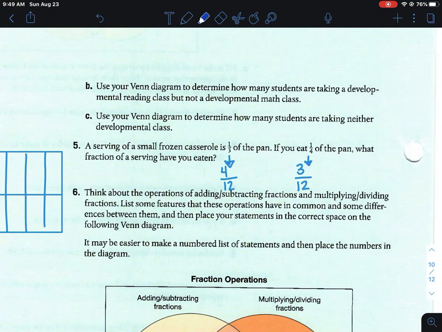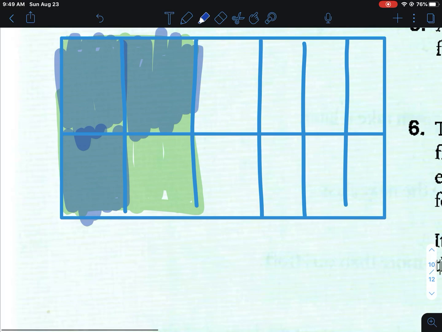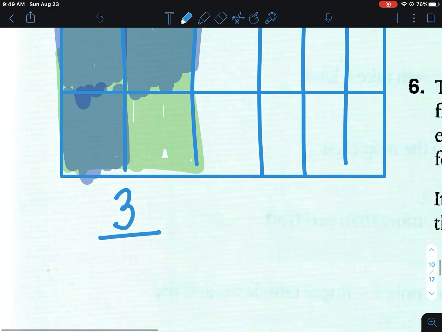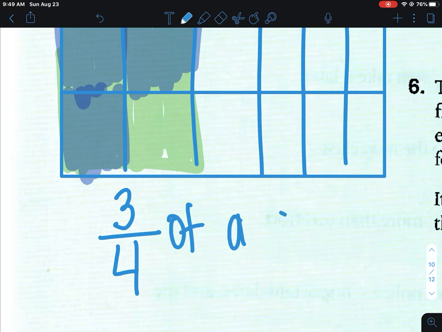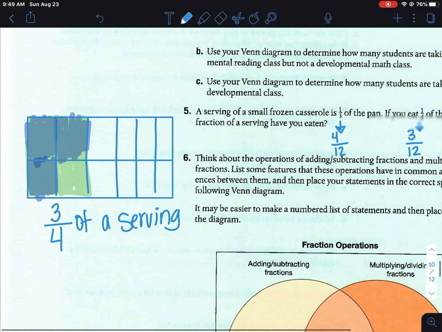So the question, what fraction of a serving have you eaten? Okay, remember fraction, part out of a whole. So the part that you ate was 3 out of the whole serving, which was 4 slices. So you ate 3/4 of a serving. Now, hopefully this explanation and this visual helped you along and you have a better understanding of question number 5.